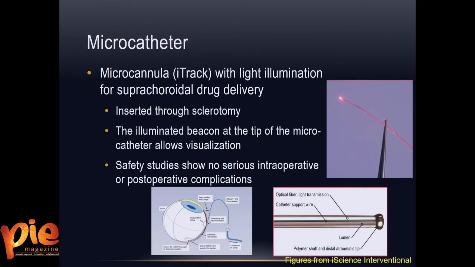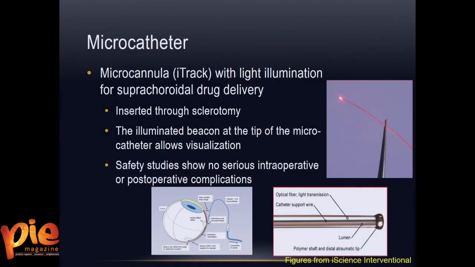The next system is the microcatheter. Again, the microcatheter is targeting the suprachoroidal space for drug delivery. So the idea is that using a microcannula, you insert through a sclerotomy, and the lighted tip actually guides the surgeon to the targeted site. Once you reach the target site, you can deliver the appropriate drugs or agents. Safety studies have shown that there's really no serious intraoperative or postoperative complication with this technology.